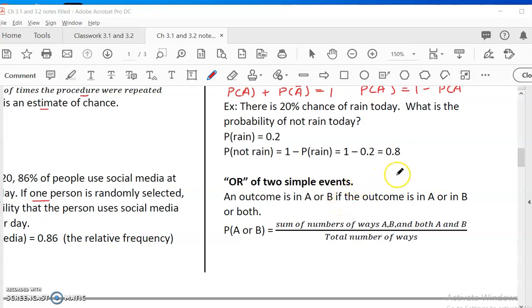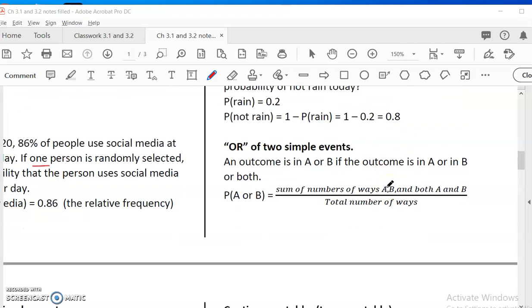So other than simple events, where you want to watch for A to find the probability, which is how many ways A can happen over the total number of ways, we also have three compound events, like more complicated events. The first one is an event that involves two simple events, but combined with the term or.